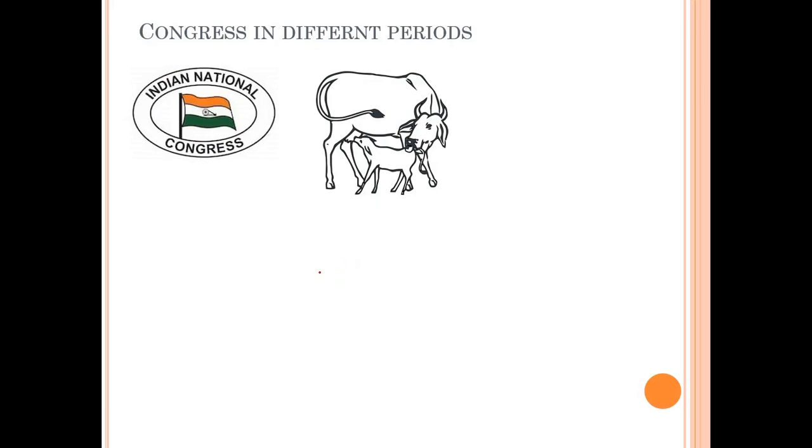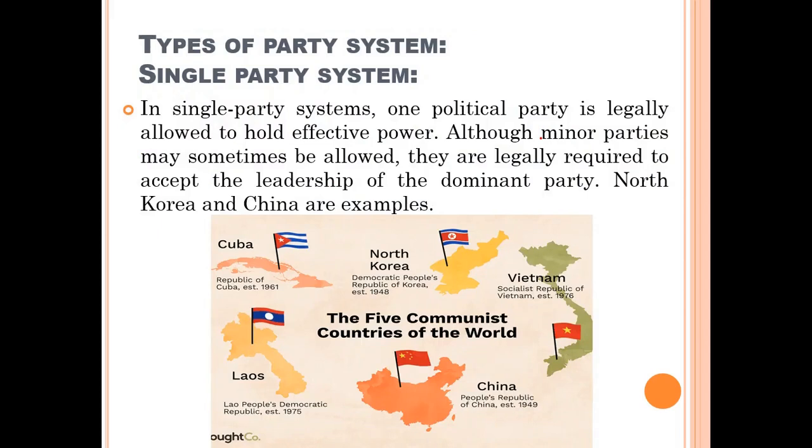In different periods, Congress used different symbols. You can see the Indian National Congress sometimes used this flag during the freedom struggle period. Indira Congress used this symbol also. So we will discuss the various symbols they used.